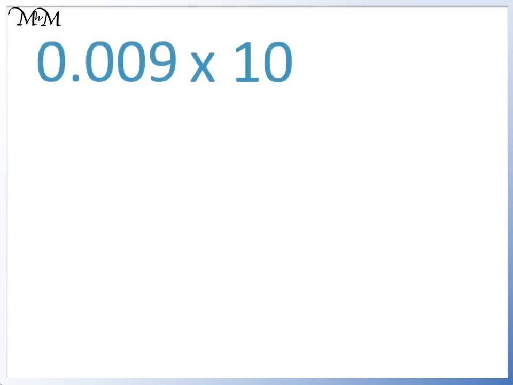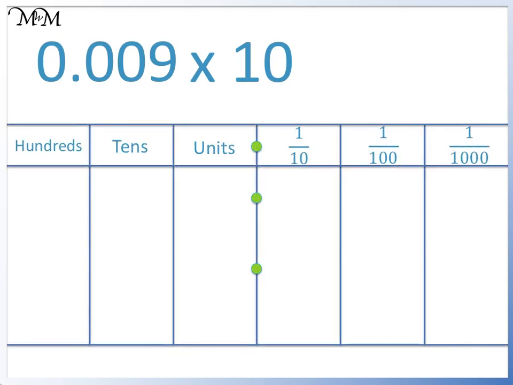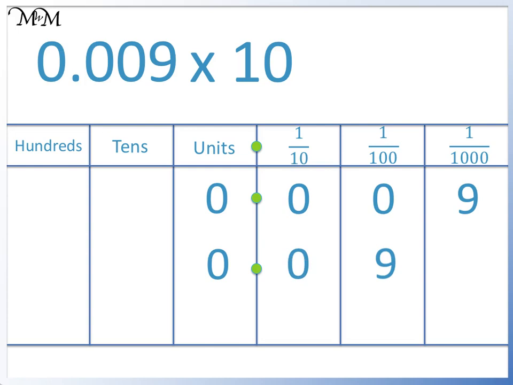Here's another example, this time with the number getting even smaller. 0.009 times 10. We are multiplying by 10, so we will move the 9 one place to the left. There are no digits in front of the decimal point, so we will write a zero in the units column. There is also a space in the tenths column, so we write a zero here too. 0.009 times 10 equals 0.09.